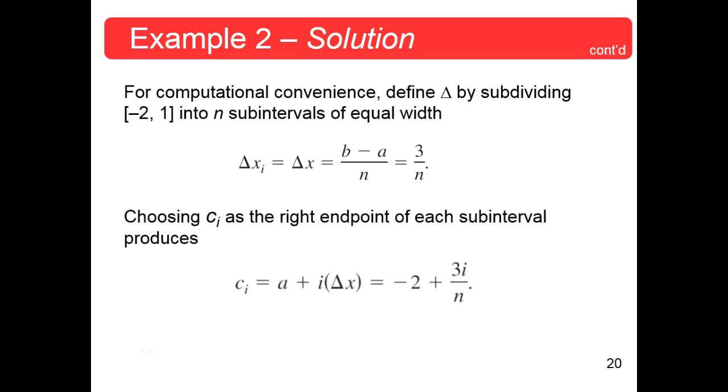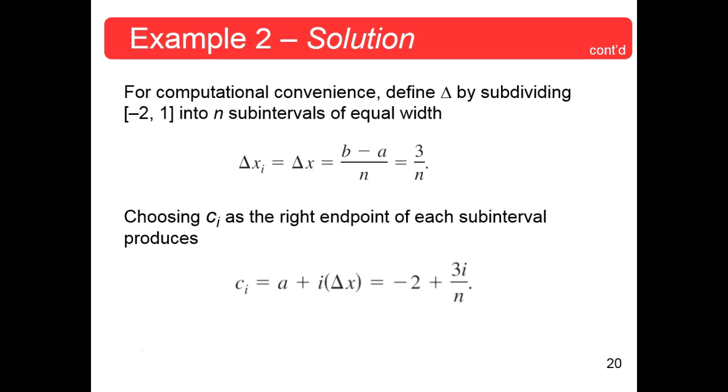Now, choosing c sub i as the right endpoint of each subinterval, that would mean that your a, which is minus 2, plus i delta x will be your ith interval. So that's minus 2, that's the first one, plus i times delta x. Well, i times delta x is i times 3 over n. So that gives you your plus 3i over n. That is your definition for every c sub i.